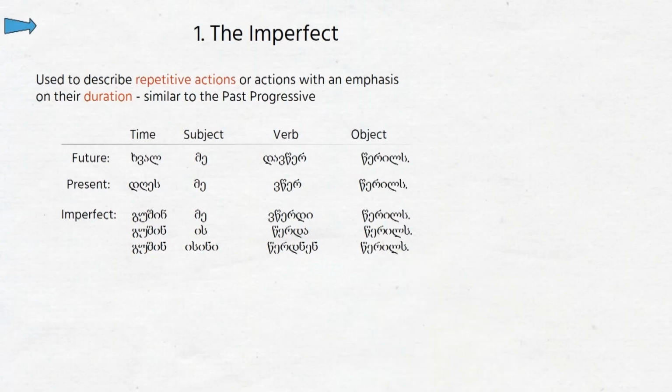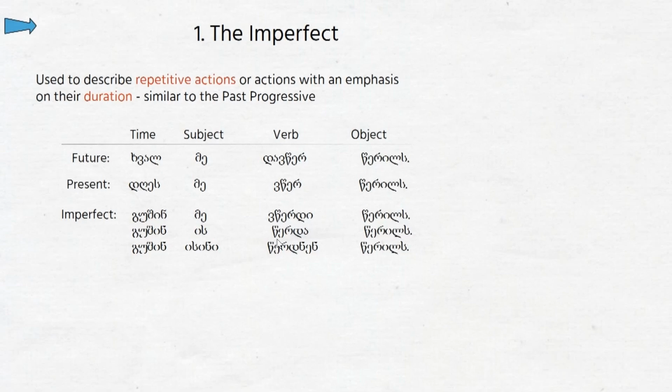So here is this sentence in the imperfect. Just when we look at the structure, of course now the time is in the past. Gushin just means yesterday. Subject here me, and erils, you can see the object is just the same as in the present and the future, so we put it in dative. And the verb itself is modified from the present just by adding the letter D and E. So vtserdi means I was writing.